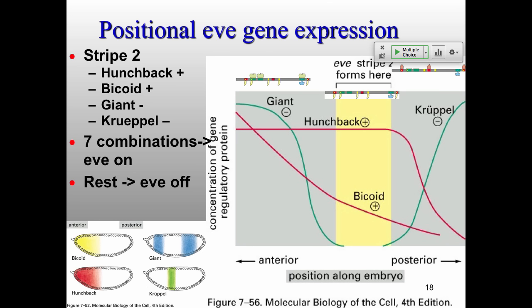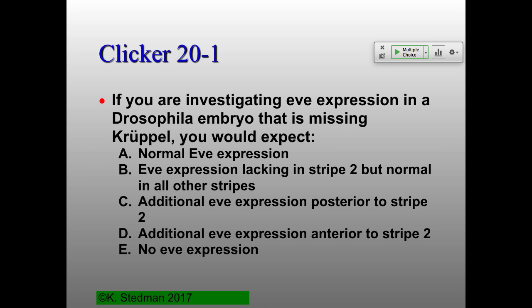Okay, other questions? Good, everyone's got their clickers out. Perfect, well-timed. You might want to be looking at your notes for this too. If you're investigating Eve expression in a Drosophila embryo that's missing cripple, you would expect normal Eve expression lacking in stripe 2 but normal in all other stripes, additional Eve expression posterior to stripe 2, additional Eve expression anterior to stripe 2, or no Eve expression whatsoever. Find somebody who's got a copy of the notes. This will help.